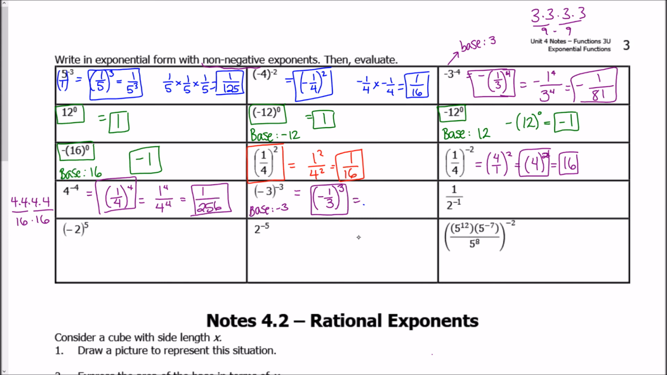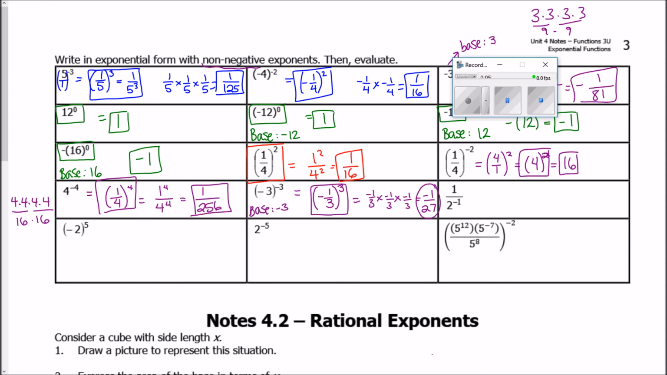So then what I need to do next is figure out what my answer is going to be. So what this means is it's negative 1/3 times negative 1/3 times negative 1/3. So negative 1 times negative 1 times negative 1 is negative 1. And 3 times 3 is 9 times 3 is 27. So my answer is negative 1 over 27.